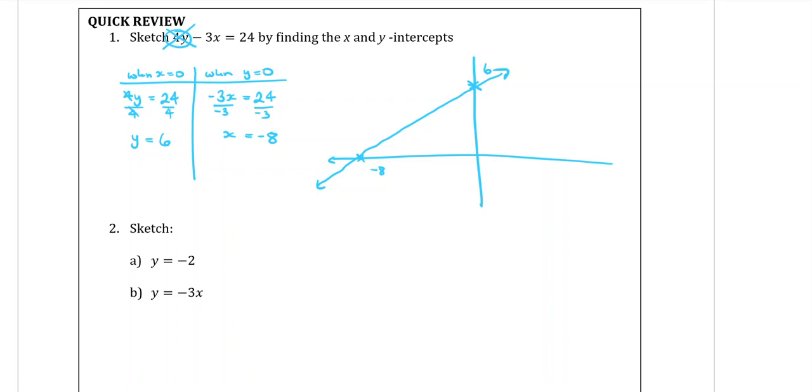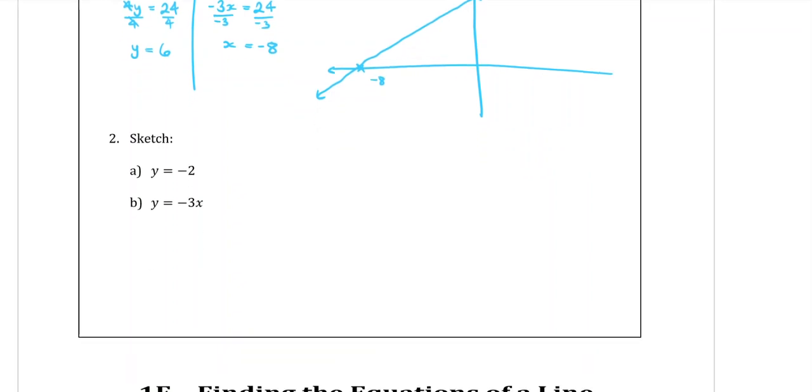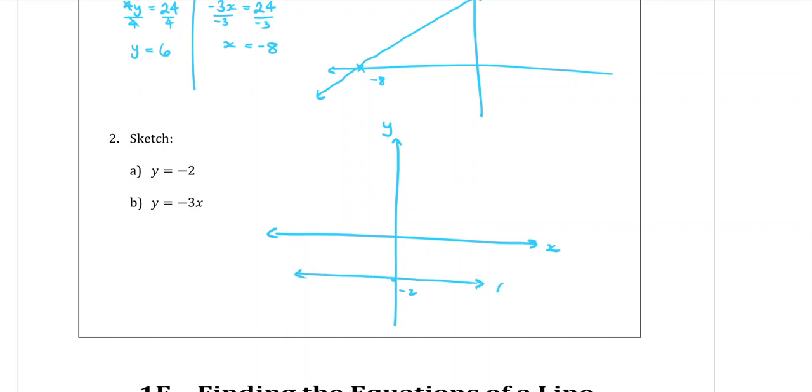Question 2. We want to sketch two things here. a, y is equal to negative 2. And then b, y is equal to negative 3x. Y is equal to negative 2. When it's y equals a number, it means it's going to be a horizontal line going through where y is equal to negative 2. So it looks like that.